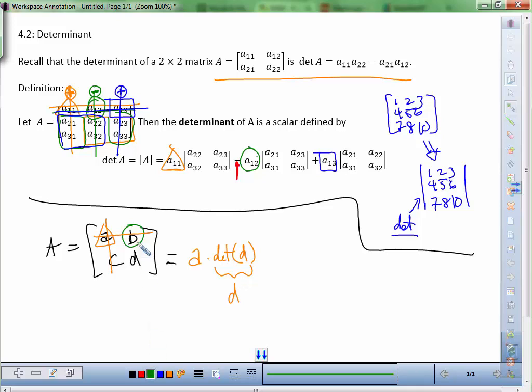And if we take our next element, remember that this is a minus because we moved from the first, the 1 by 1 spot, to the next spot. This will be a minus, and then we'll have B times the determinant of what happens if we cross out the row and column where B is, which gives C. And the determinant of, again, a scalar is just itself. So we have our formula for the determinant of a 2 by 2 matrix, AD minus BC. Okay?